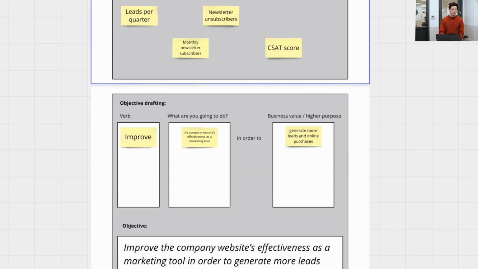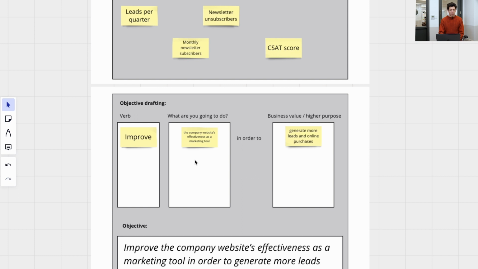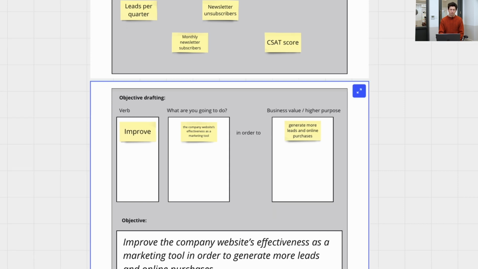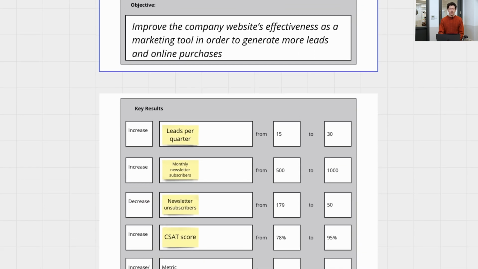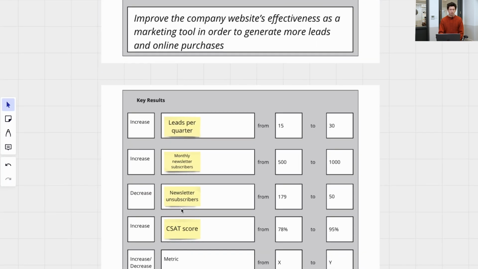So then they went on to draft the objective, and what they came up with was improve the company website's effectiveness as a marketing tool in order to generate more leads and online purchases. And then they used the metrics they talked about earlier to create their key results.